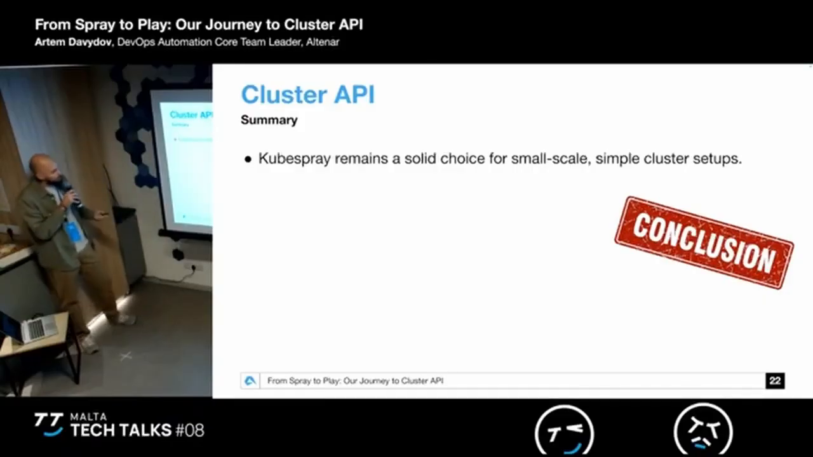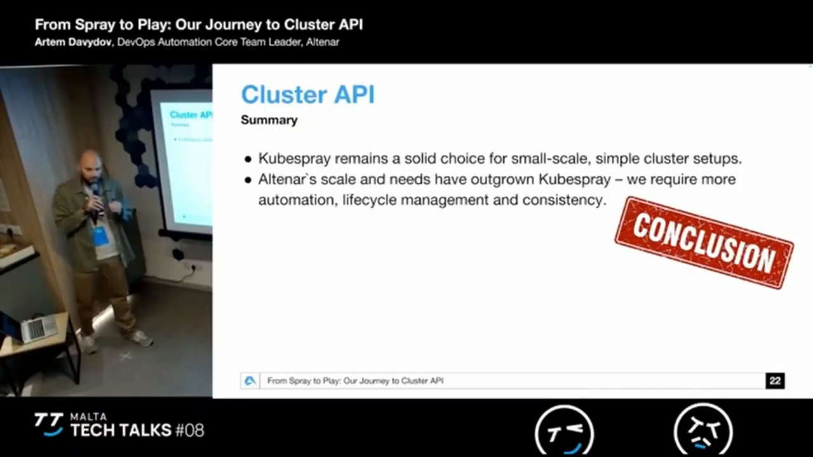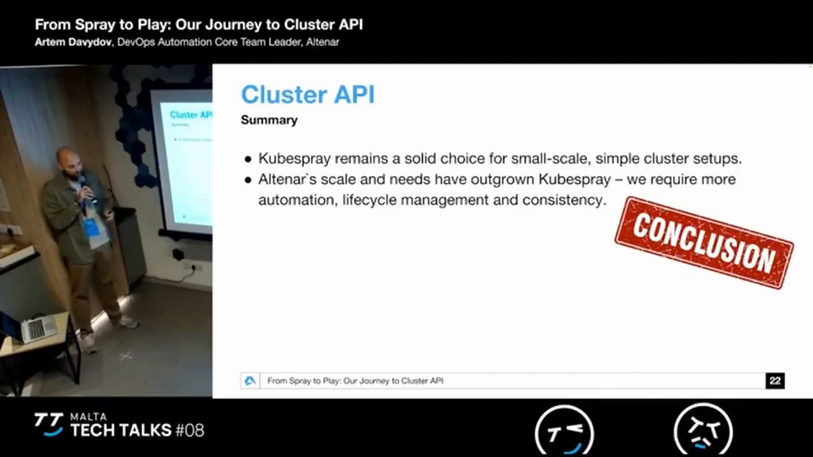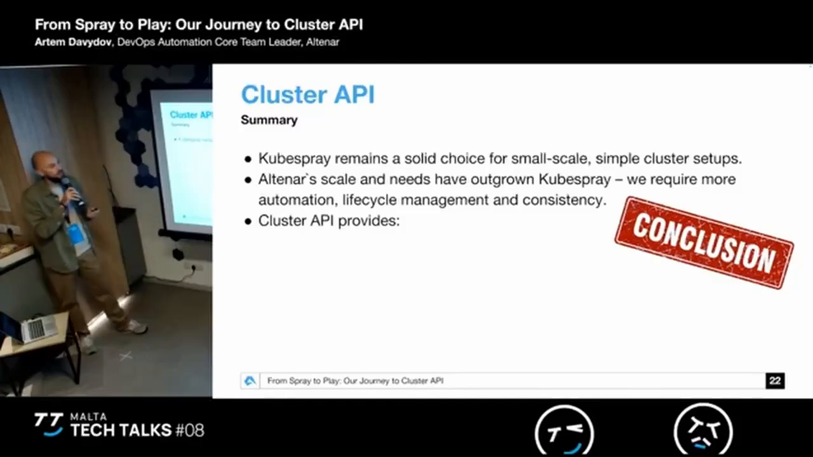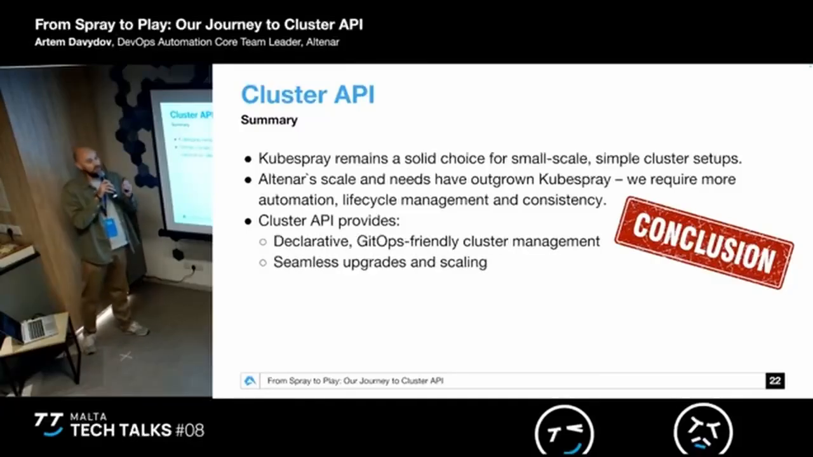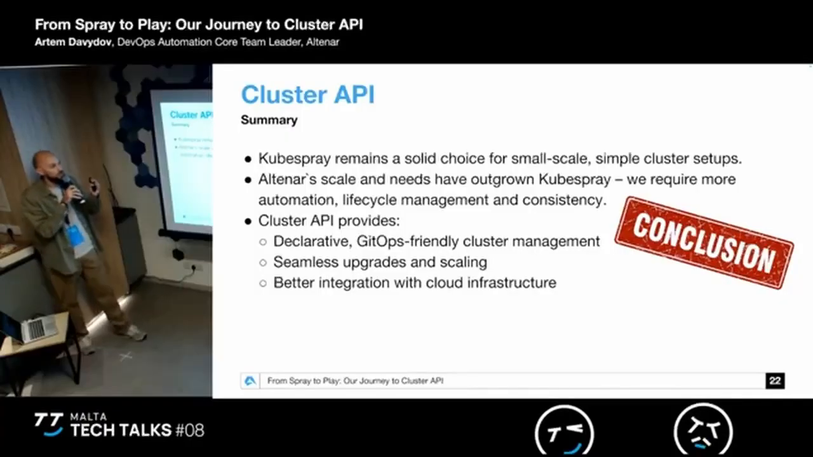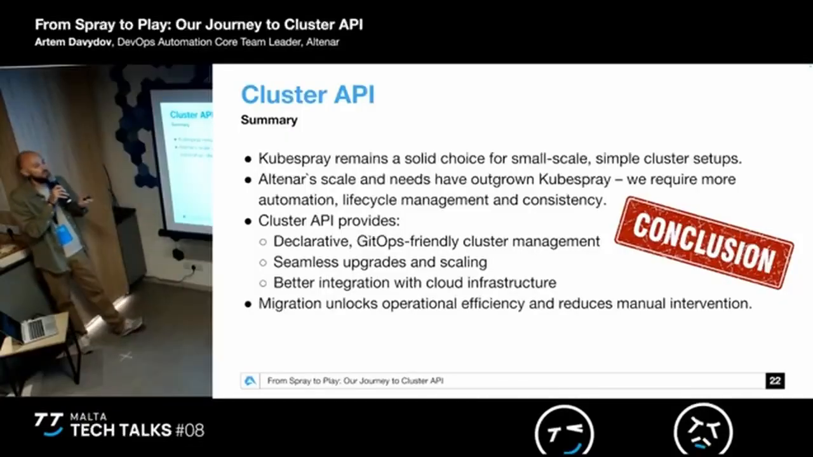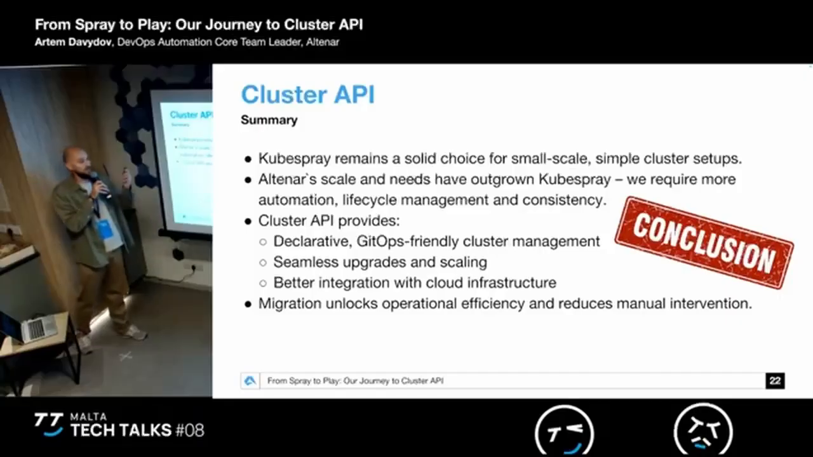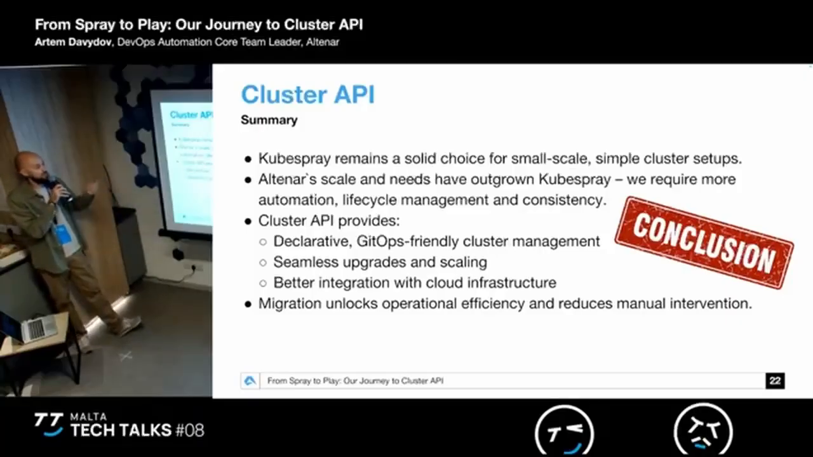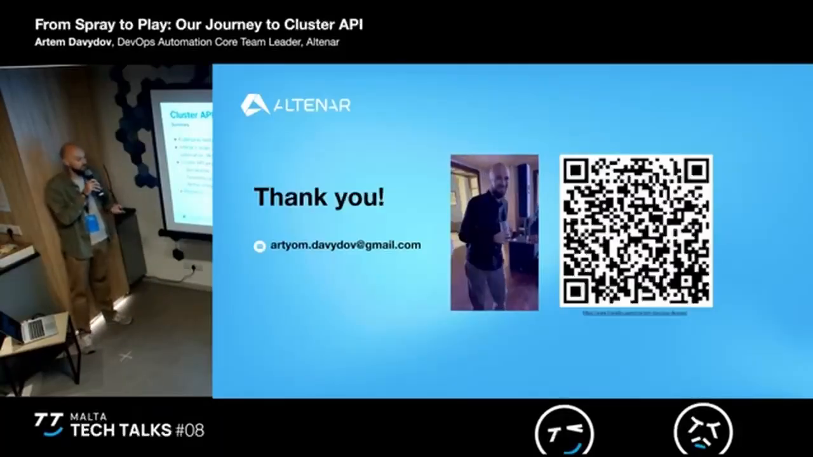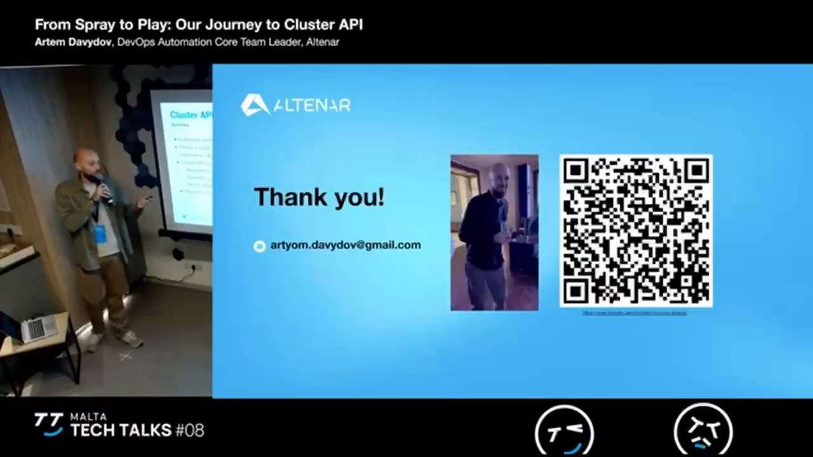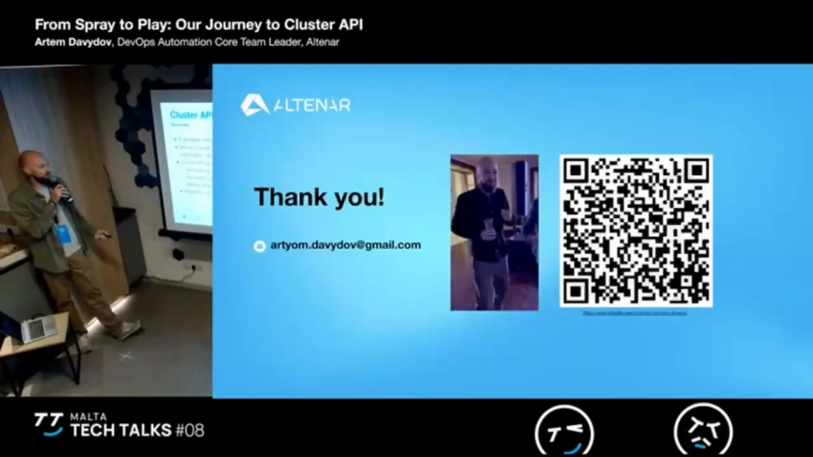Summary. First of all, I want to say that we are not against Kubespray. Kubespray is a good tool for creating small-scale, simple clusters. But Altenar's scale and needs have outgrown Kubespray, and we require more automation, lifecycle management, and consistency. And Cluster API provides GitOps-friendly cluster management, seamless upgrades and scaling, better integration with cloud infrastructure, and the migration unlocks operational efficiency and reduces manual intervention.